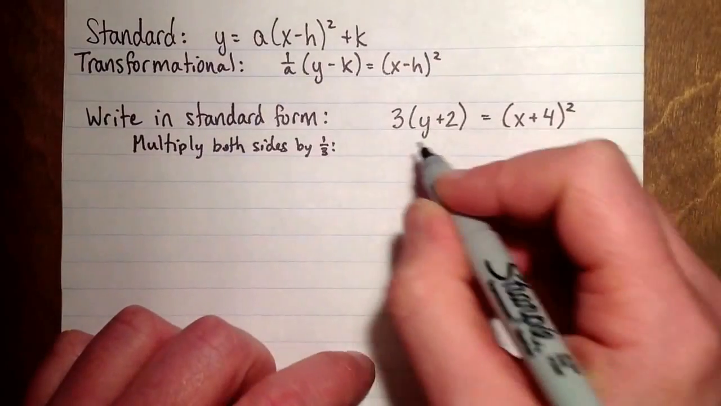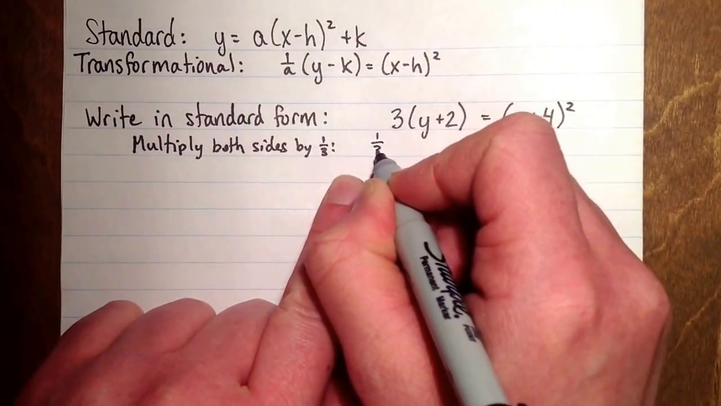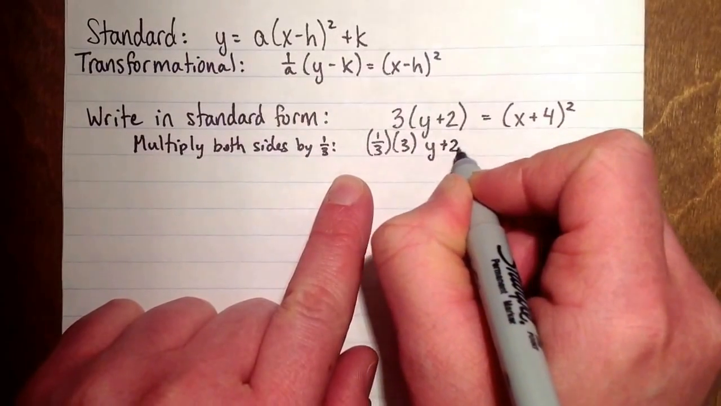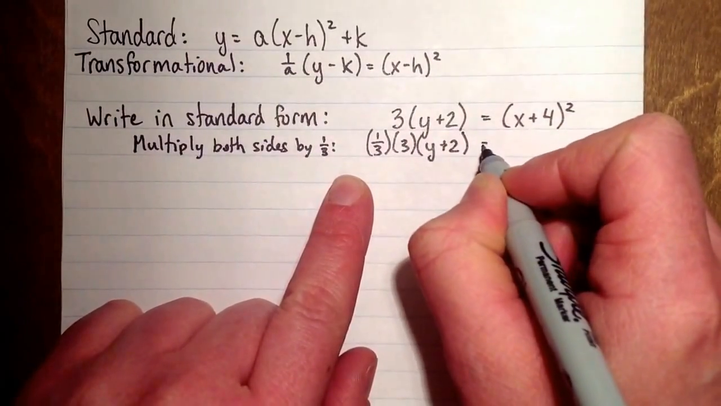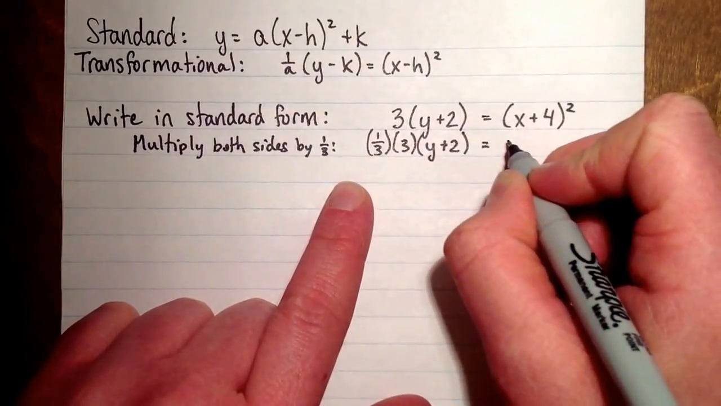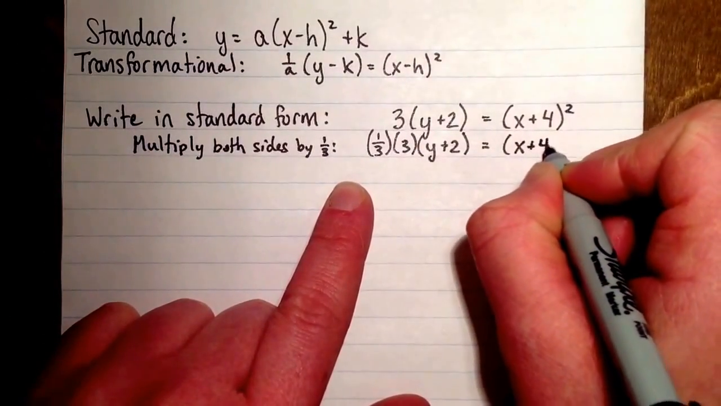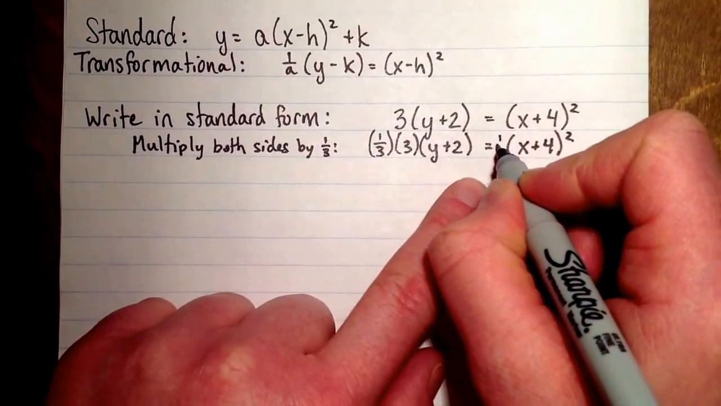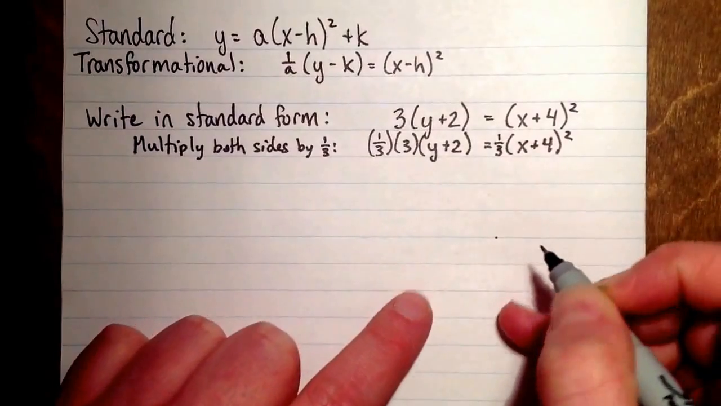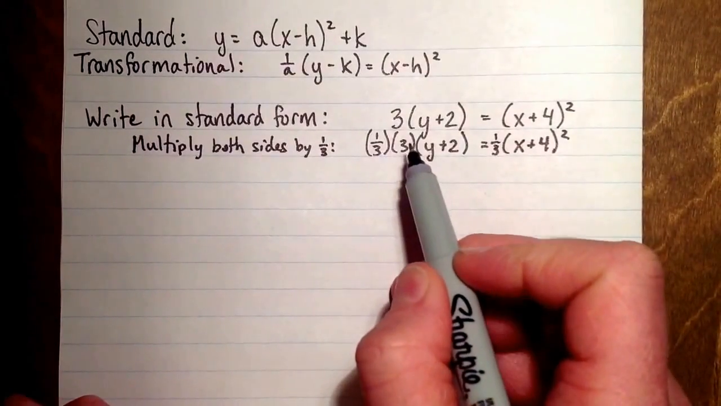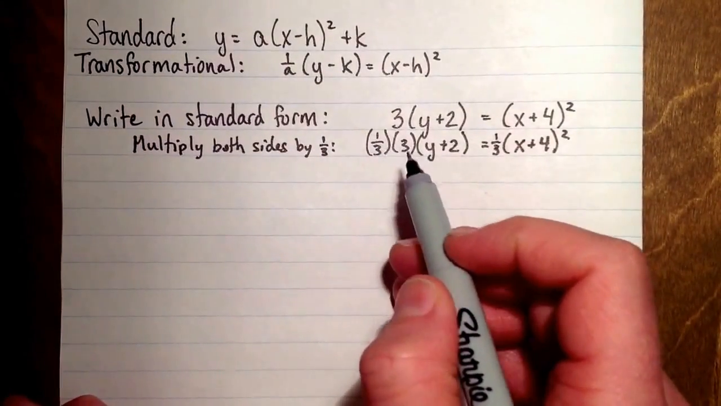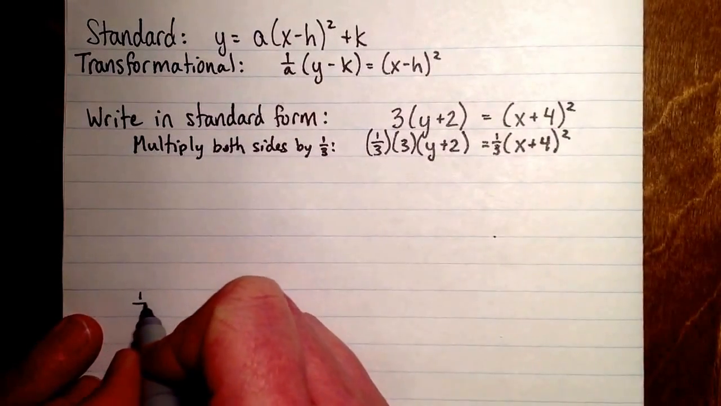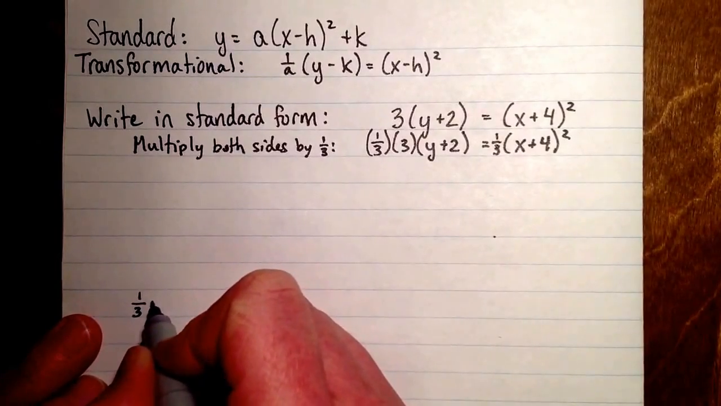Okay, because of course anything we do to one side of the equation we have to do to the other. So 1/3 times 3 times y plus 2. Remember to keep that y plus 2 in the brackets while we're still multiplying it by these things right here. It's equal to x plus 4 squared. Oh, and that, of course, we also have to multiply by 1/3. So the reason this is useful is because of what 1/3 times 3 gives us. Hopefully lots of you just know that right off the bat, but if you don't, 1/3 times 3.